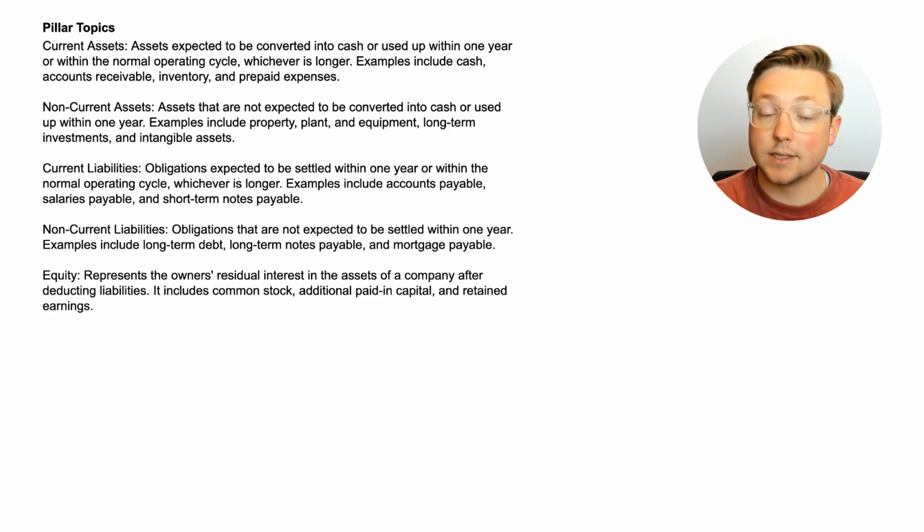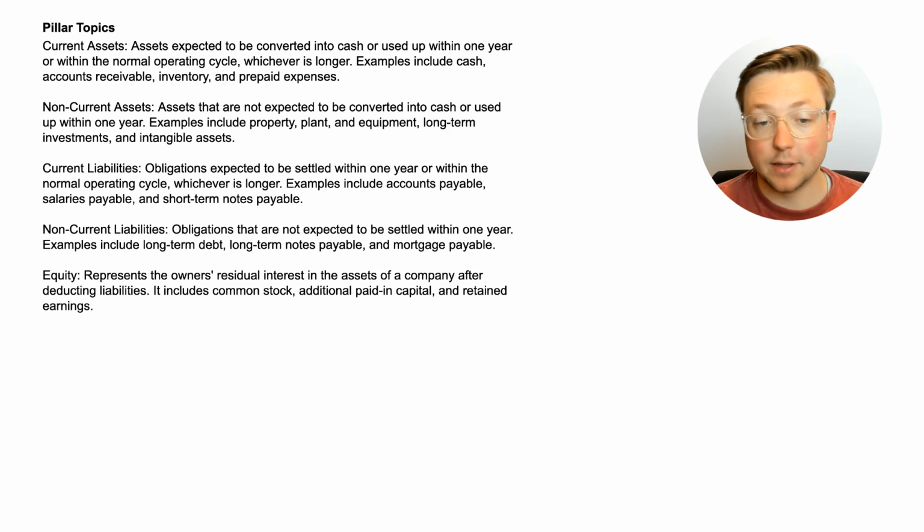So for current assets, these are assets that are expected to be converted into cash or used up within 1 year or within the normal operating cycle, whichever is longer. Examples include cash, accounts receivable, inventory, and prepaid expenses. Non-current assets are assets that are not expected to be converted into cash or used up within 1 year. Examples include property, plant, and equipment, long-term investments, and intangible assets.